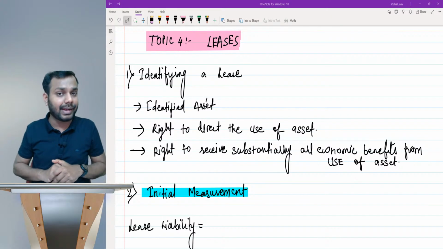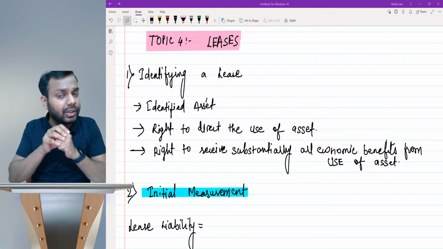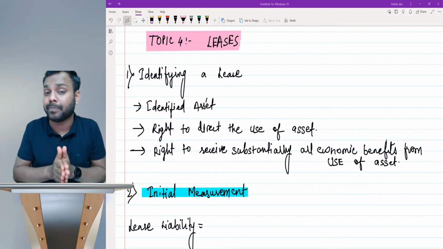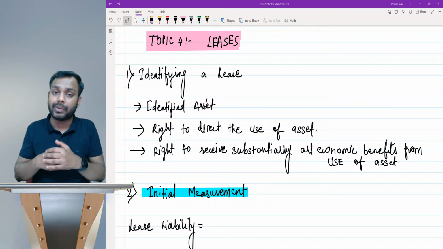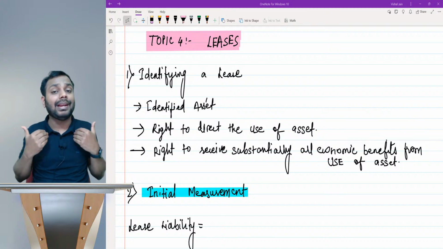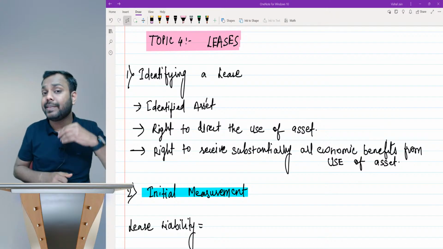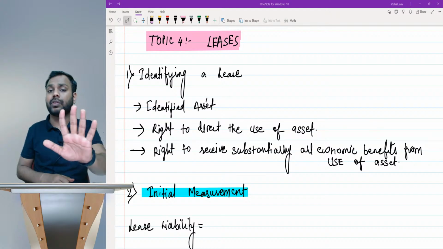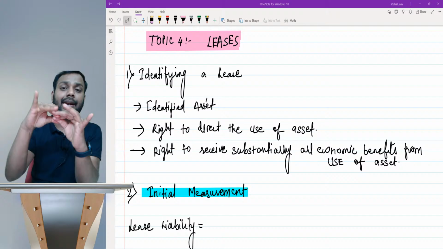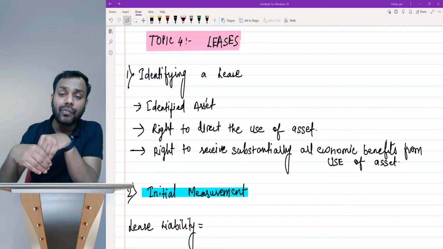If I am taking the right of use of an identified asset, will I get it for the full life? No, I'll get it for a specified life, which is called the lease term. Will I get it for free? No, I'll have to pay consideration for that, which is called lease payments. So a lease is a contract for the right of use of an identified asset for a specified period of time in exchange of a consideration.